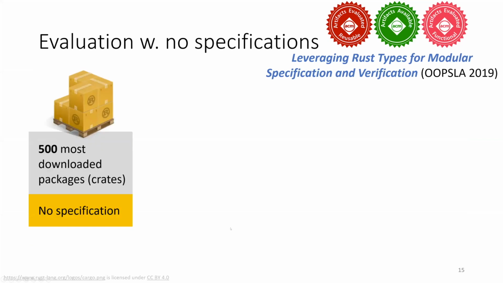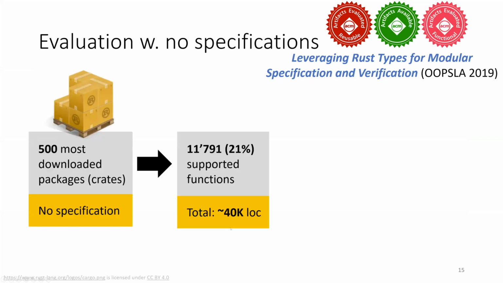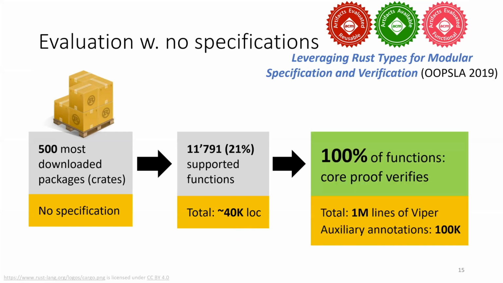So here's some evaluation that we did right back when we wrote the first paper. We took the 500 most popular crates. We filtered based on all the functions that we currently support in Prusti. So I think this number would increase now. In fact, we should rerun the evaluation and see. And then we basically checked, can we construct these core proofs where you don't write any specifications at all reliably? And the answer was yes. And this generates roughly 1 million lines of Viper code, but all of this goes through automatically.